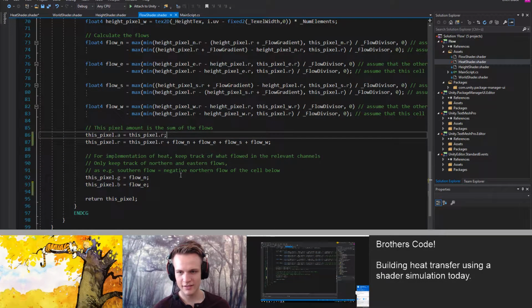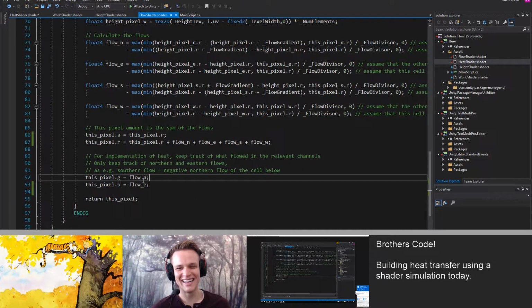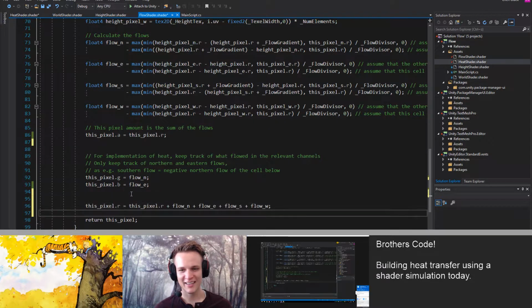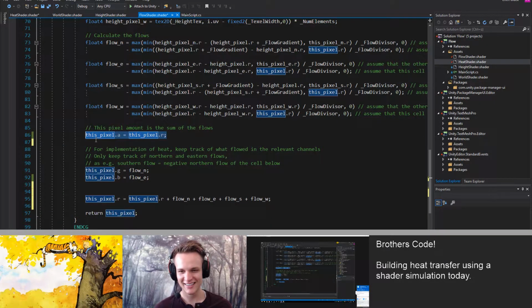Okay, so the A channel is now what the heat used to be. Well, no, the A channel is what the amount used to be. And the R channel is what it is after flowing. Okay, cool. It's a good thing these shaders have 4 channels because we're using all of them. All right.